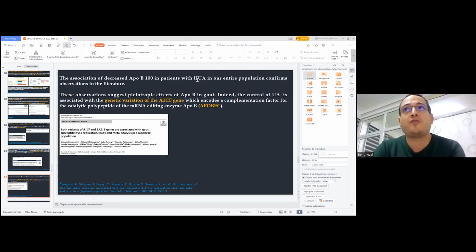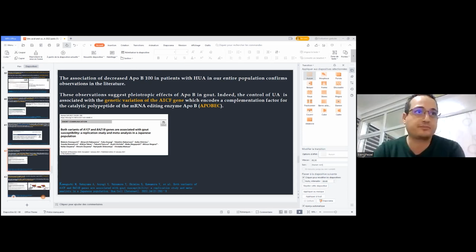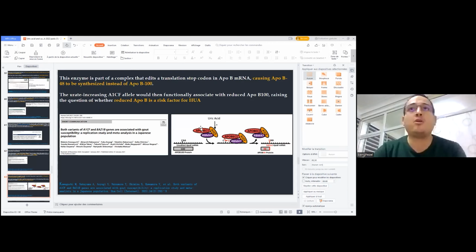Indeed, the control of uric acid is associated with genetic variation of the A1CF gene, which encodes the complementation factor for the catalytic polypeptide of the mRNA editing enzyme ApoB. This enzyme is part of a complex that creates a translation stop codon in ApoB mRNA, causing ApoB48 to be synthesized instead of ApoB100. The urate increase with the A1CF allele would then be functionally associated with reduced ApoB, raising the question of whether reduced ApoB is a risk factor for hyperuricemia.